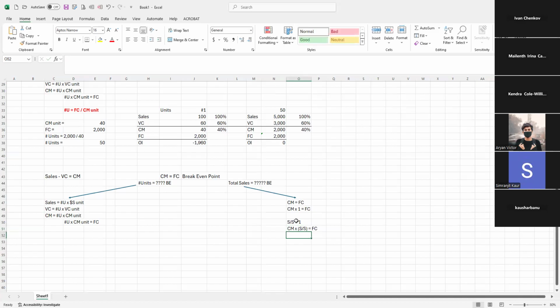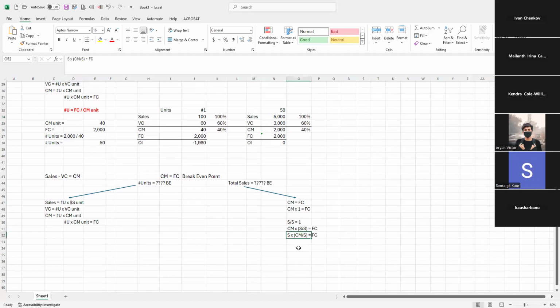Did I change the formula? No. But now what do I have? Now I have on one side sales, on the other side I have time. Contribution margin divided by sales should be equal to fixed cost. Sales are sales, no questions about it.